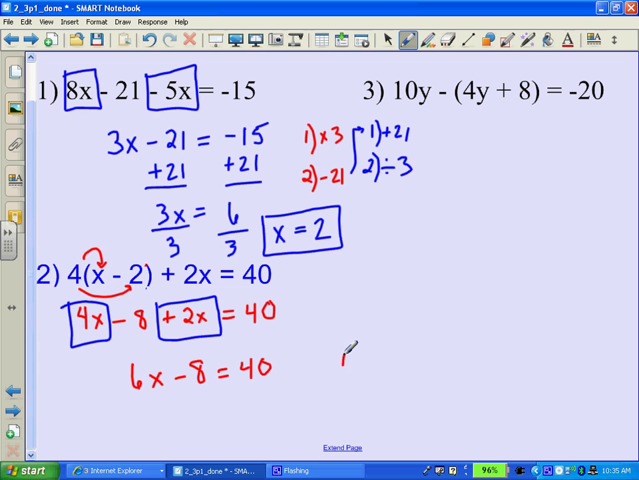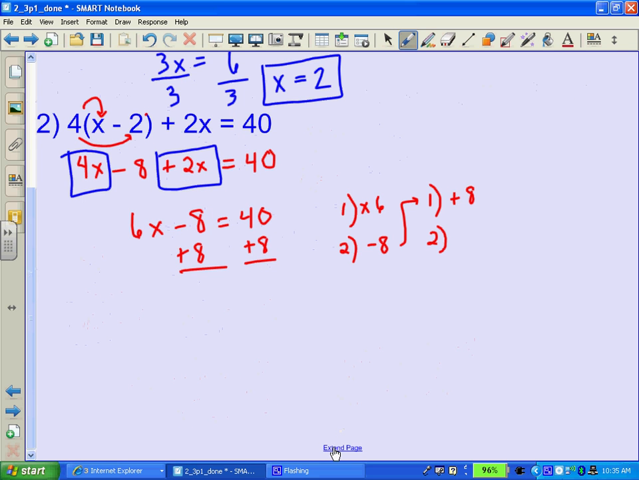Now I'm able to start solving the equation. So what's happening to x? Well, it's being times by 6 and then subtracted by 8. So what am I going to do? I'm going to add 8, and then, well, let's do that first. Plus 8 plus 8. So then I have 6x equals 48. And then to undo times 6, I'm going to divide by 6. So then I get x equals 8.